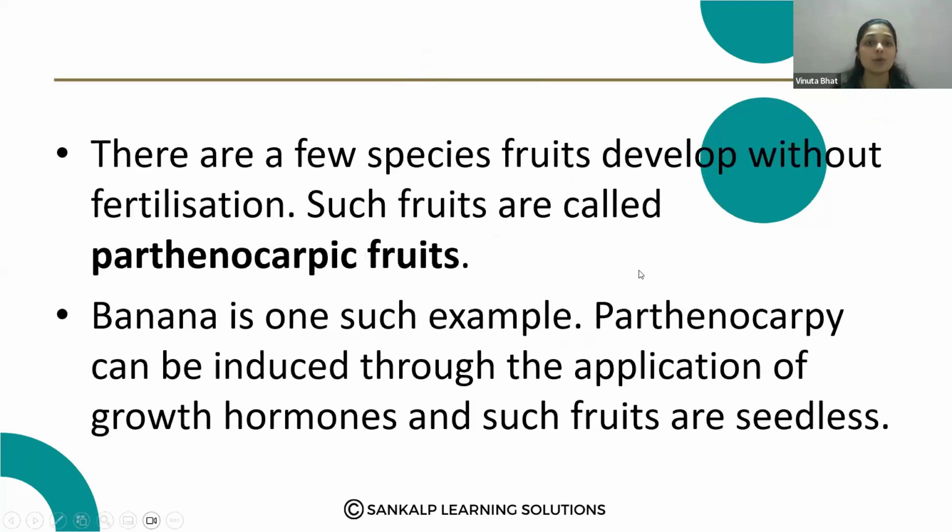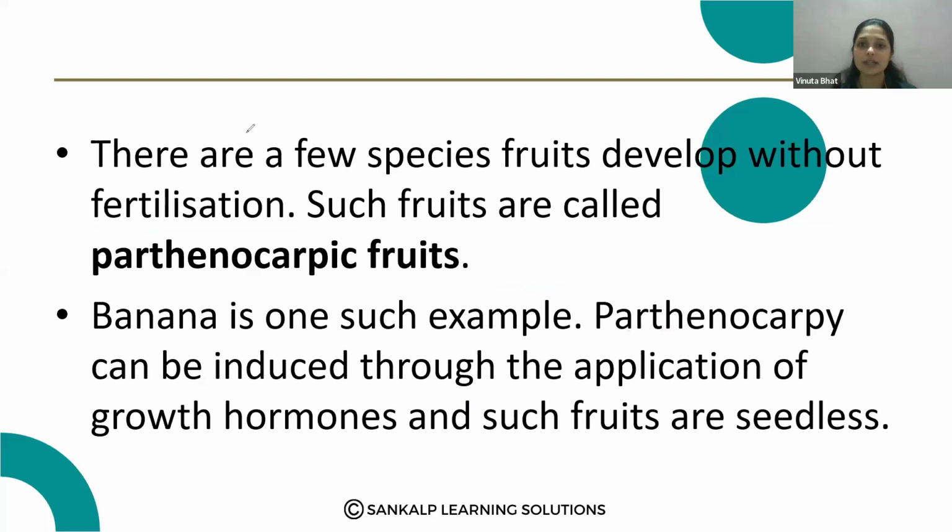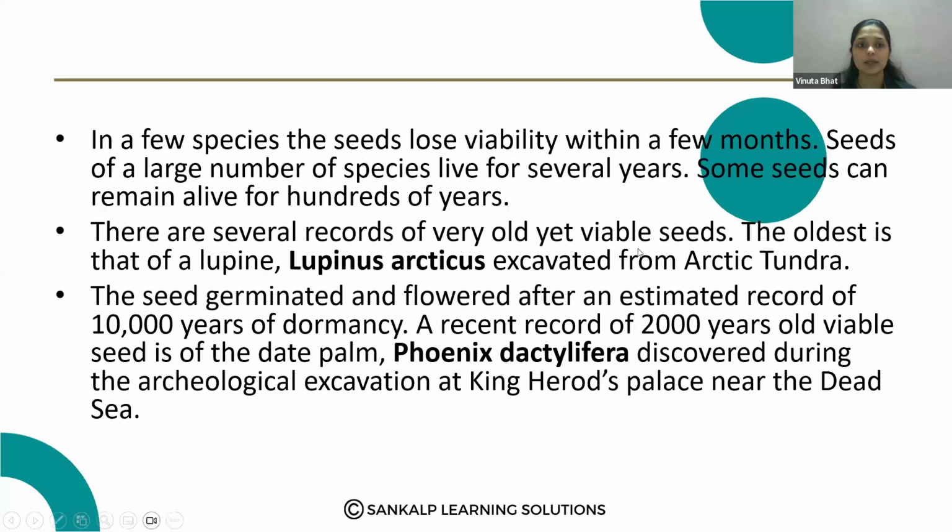And some fruits develop without fertilization. They are called parthenocarpic fruits. These definitions are very important. So some fruits develop without fertilization, and they are called parthenocarpic fruits. For example, banana. Parthenocarpy can be induced through application of growth hormones, and such fruits are seedless fruits. Parthenocarpic fruits are formed without fertilization and they may be seedless. Example, banana.